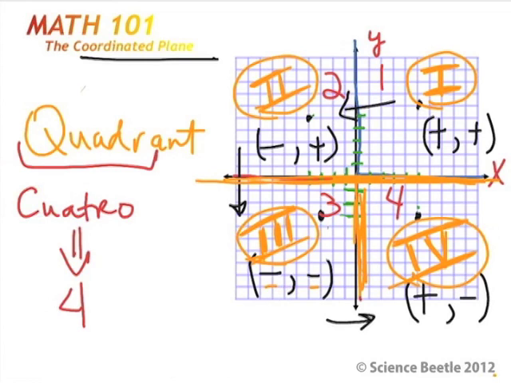And so there's a little bit of information for you about the coordinate plane. Hopefully that helps out a lot. In later sections, we'll get to use the coordinate plane a little bit more in terms of helping us find slope and graphing points. For now, this is just a general overview.